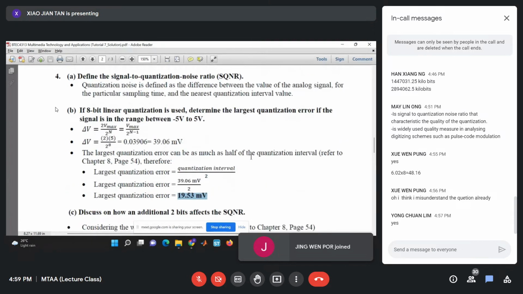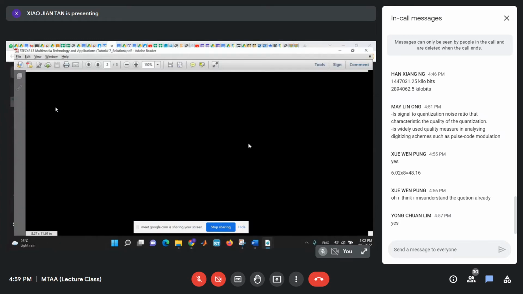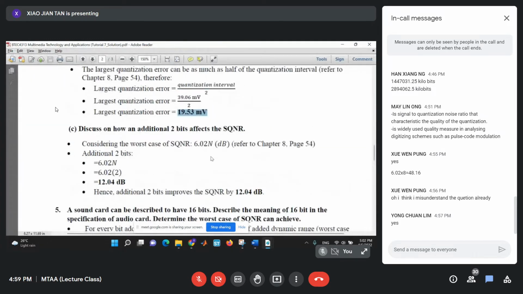Okay, so discuss how additional 2 bits affect the SQNR. I think this one is easy. As Sharon already answered, I just shared the answer. Okay, so for this one, what is the effect of additional 2 bits on the SQNR? So consider the worst case of SQNR. I think this is in the lecture notes again, page 54 as well.